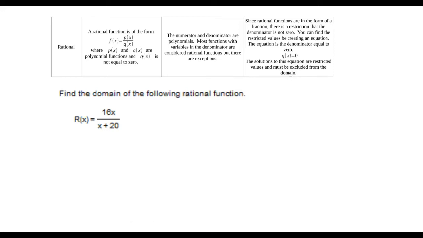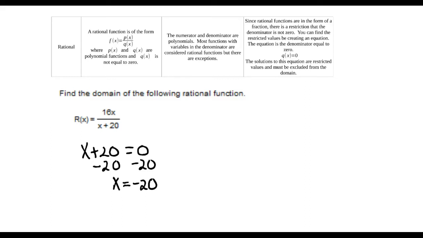So for our example, our q of x, or our denominator, is x plus 20, and we're going to set that denominator equal to 0 and solve. X plus 20 equals 0. We'll subtract 20 from both sides to get x equals negative 20. So negative 20 will be our restricted value and has to be excluded from the domain.